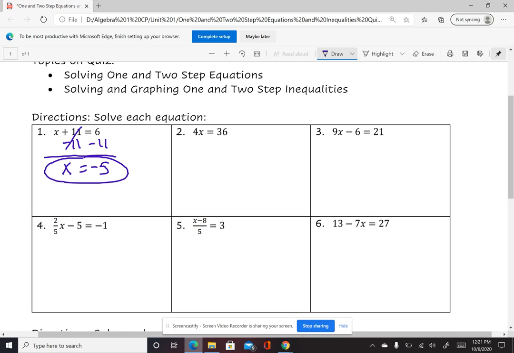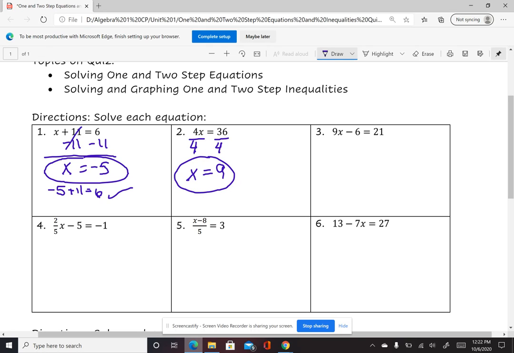And when you guys are doing this quiz, if you ever aren't sure about your answer, you can plug this back in for x. So you can do negative 5 plus 11 and see if it equals 6, which it does, so your answer is correct. Number 2, whenever you have a number connected to a variable with nothing in between them, this means multiplication. So to undo multiplication, we're going to divide both sides by whatever is connected to that x. So then we just do 36 divided by 4 and we get x equals 9.